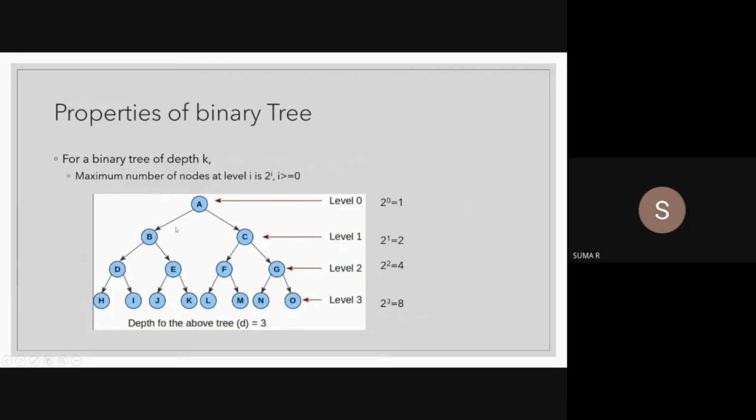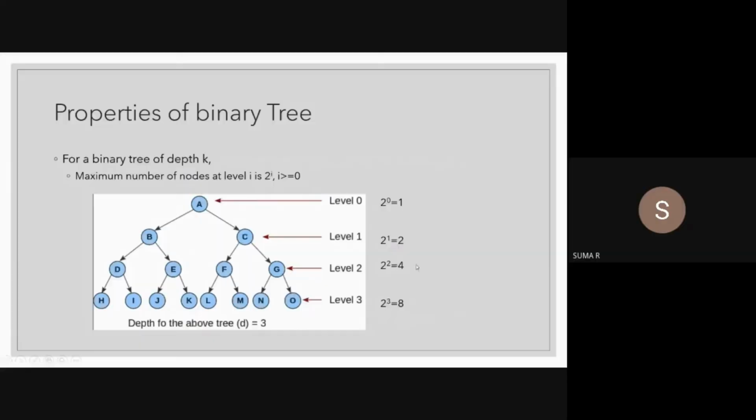Now level 1. Only 2 nodes are there. So according to the equation 2 power 1, only 2 nodes are available. Now in level 2, 2 power 2, that is 4 nodes. In level 3, 2 power 3, that is 8 nodes. See, 1, 2, 3, 4, 5, 6, 7, 8. This is the maximum number of nodes available in each level.